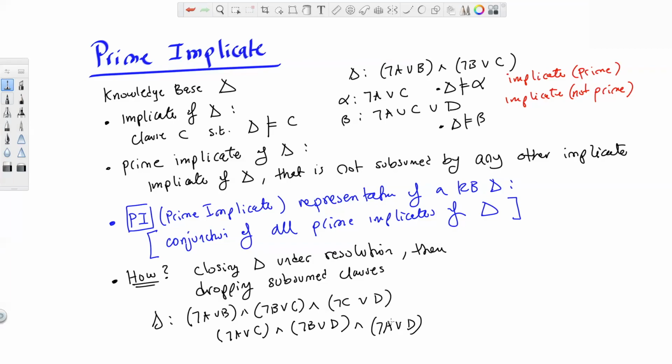There should be no more resolutions. Now, we lucked out in this case that when we did this, we didn't get any subsumed clauses. None of these clauses subsume the other. So in this case, basically, I have computed all prime implicates, and this would be a prime implicate representation of the original knowledge base. All right.